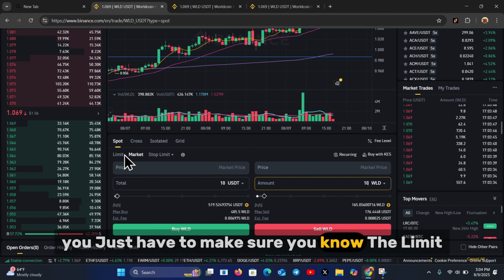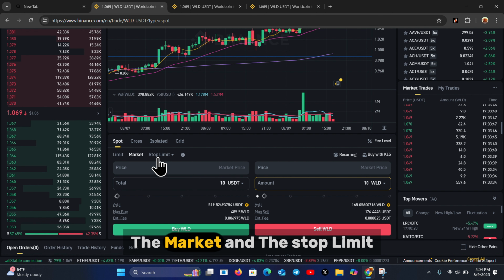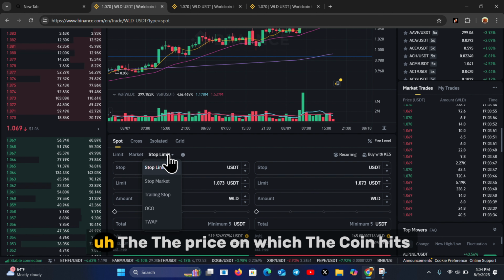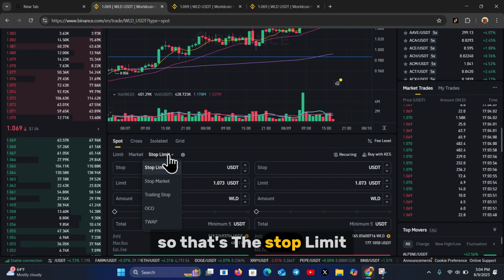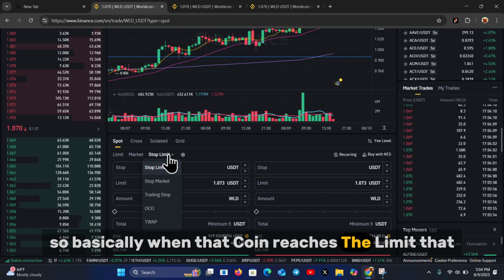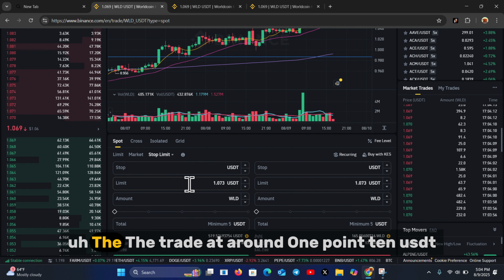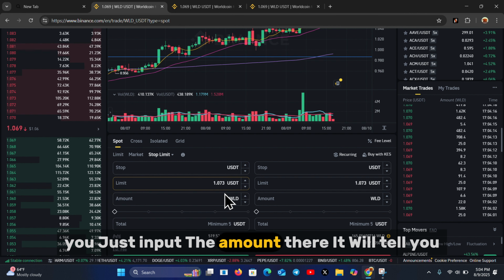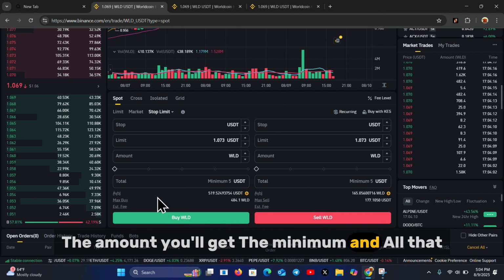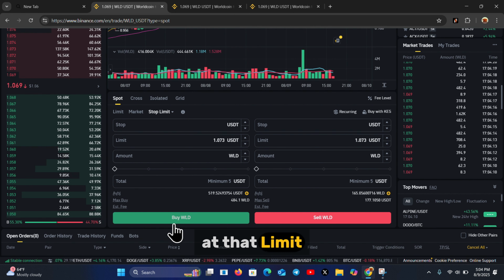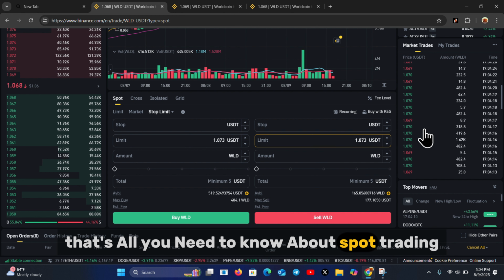You just have to make sure you know the difference between the limit, the market, and the stop limit. The stop limit is where you input the price at which, when the coin hits it, it will sell automatically. So basically when that coin reaches the limit that you set here, let's say you want to stop the trade at around 1.10 USDT, you just input the amount there. It will tell you the amount you'll get, the minimum and all that. Then at that limit, your coin is going to buy or sell. And basically that's all you need to know about spot trading.